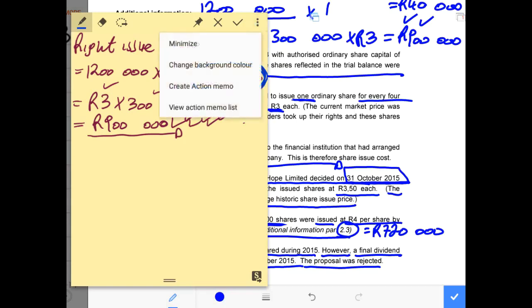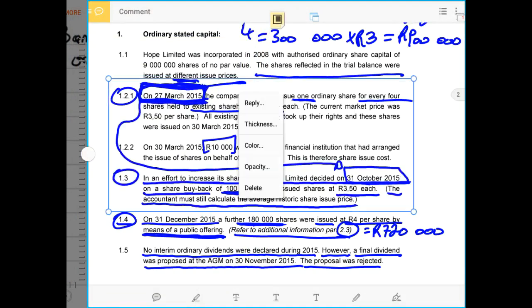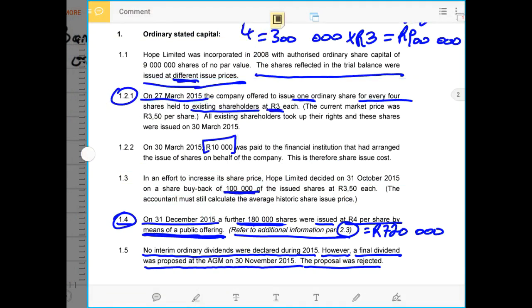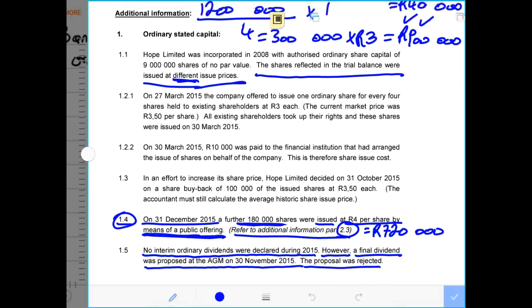So now please be mindful of the fact that whenever there is a buyback or whenever there is a redemption, there is always a premium. Don't forget that. So now we need to know how much the premium is. And how do we calculate the premium? We need to know the issue price and the redemption price, we compare the two, and the difference between them will be the premium.